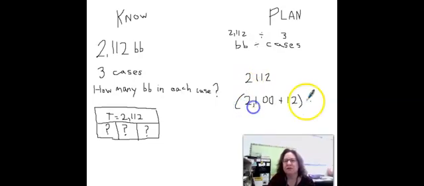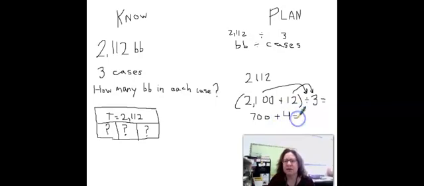And the reason I picked 2,100 to divide by 3 is because I already know in my head that 21 divided by 3 is 7. So 2,100 divided by 3 must be 700. So that was step 1. Okay, 2,100 divided by 3. That's step 1. Step 2 is 12 divided by 3. And what's that? Right, 4. Good job.